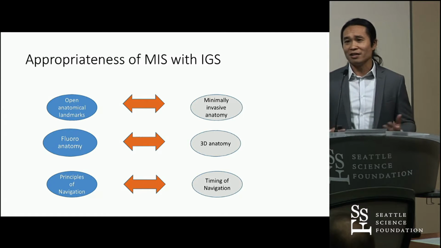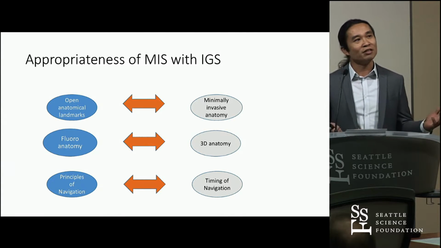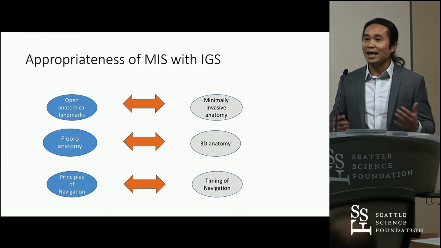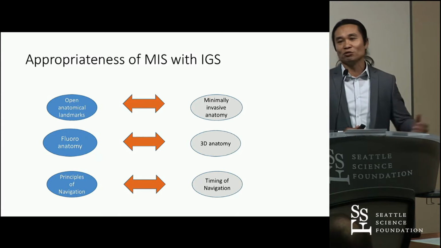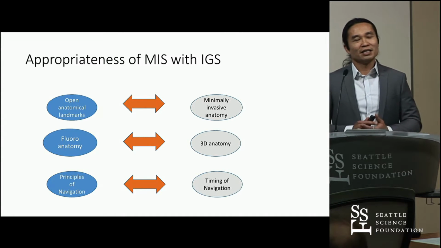These things aren't done in isolation. They're done in combination, and that's why there's a cross arrow between those two, because when you can't do something MIS and you have to open, then there should be a low threshold to be able to open a procedure and to do it open.